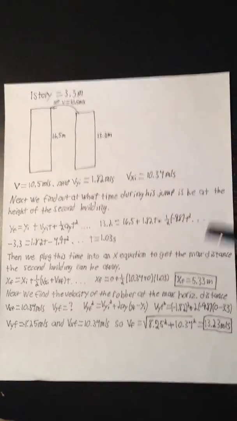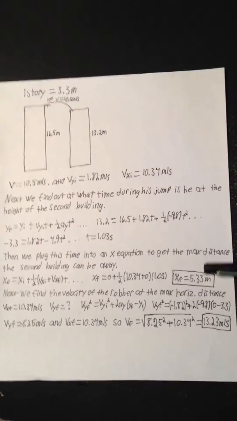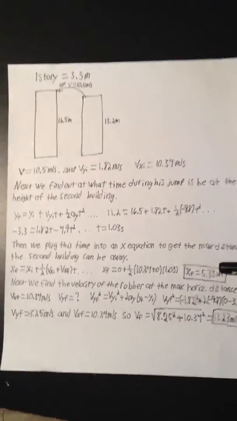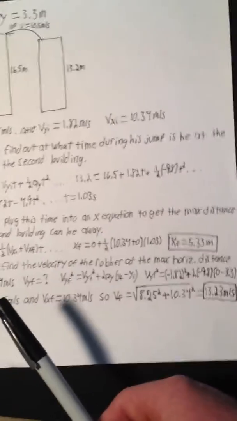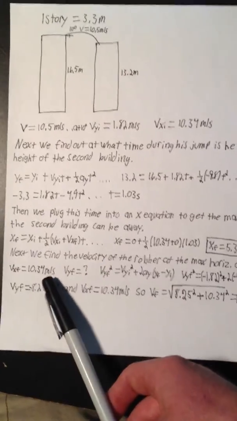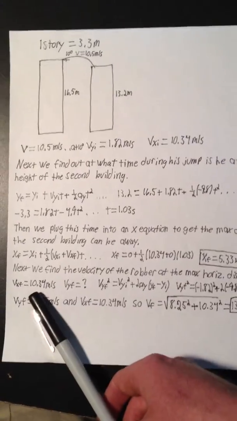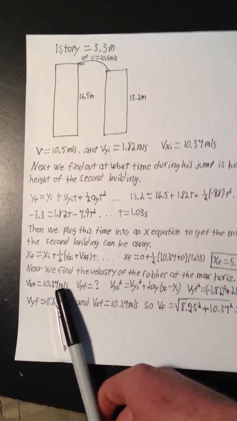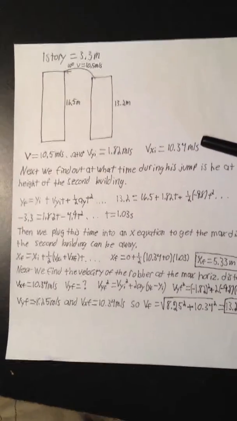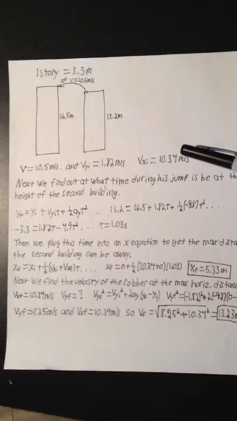Next, we want to find the velocity of the robber as he hits the roof of the second building at the max horizontal distance. So basically, in order to do this, we need to find the final velocity in the x direction and the final velocity in the y direction. We already know the final velocity in the x direction is going to be 10.34 meters per second, which is the same as its initial velocity, and we know that because the x velocity never changes, since there's no force acting on it.